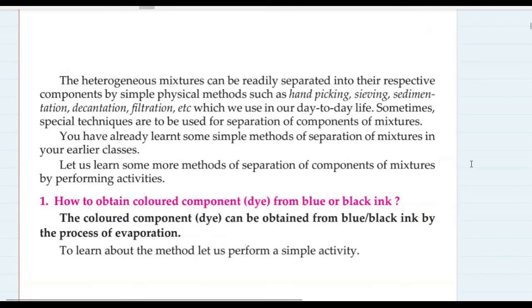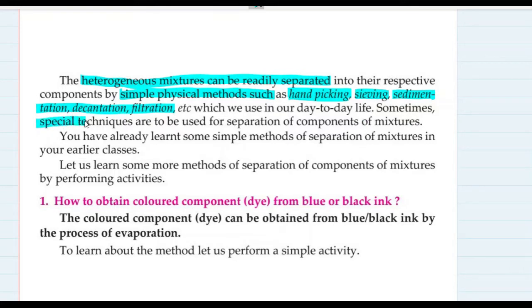Heterogeneous mixtures can be readily separated into their respective components by simple physical methods such as hand picking, sieving, sedimentation, decantation, filtration, etc., which we use in our day-to-day lives.